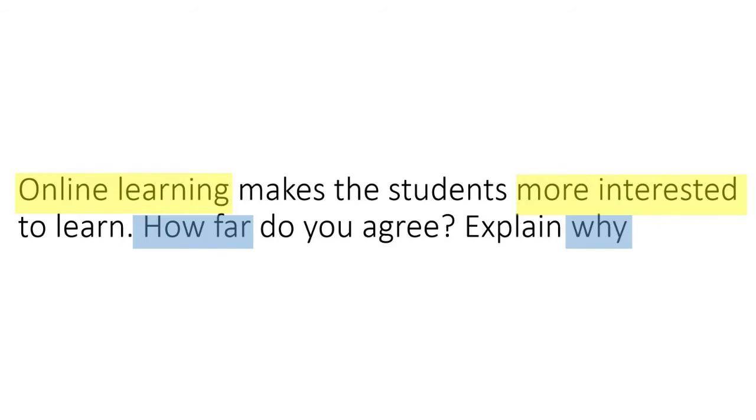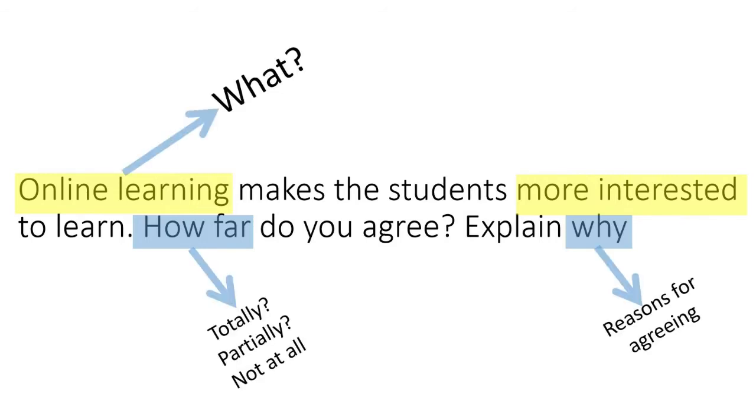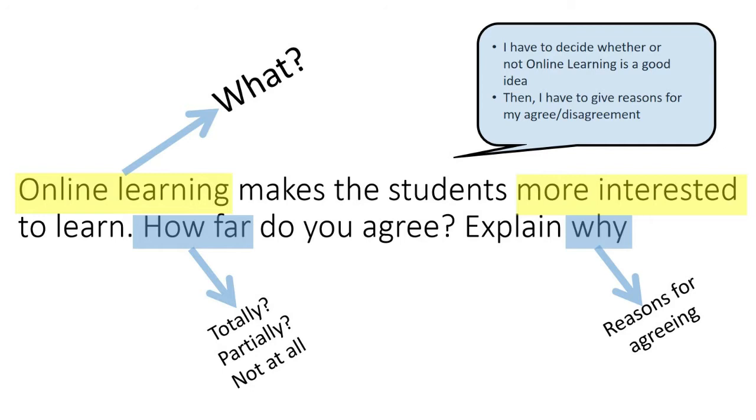Okay, you can also jot down notes to make you more aware of the requirement. Online learning refers to, you have to explain what online learning is, and more interested refers to the situation. How far is the degree of your agreement or disagreement? Do you agree totally, partially, or not agreeing at all? Why refers to the reasons for agreeing or disagreeing, right? So what you have in mind is that I have to decide whether online learning is a good idea. Then I have to give reasons for my agreement or disagreement.